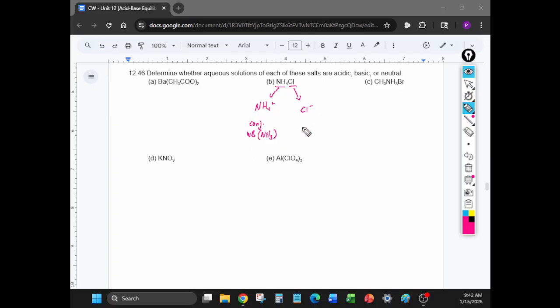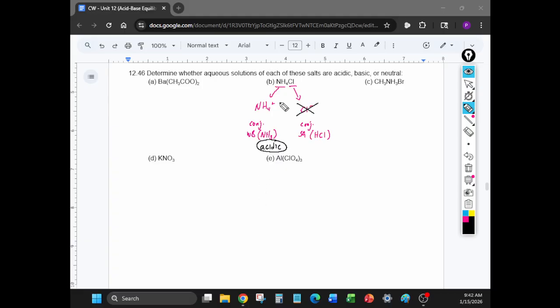If we take a look at Cl minus, though, this is actually the conjugate of a strong acid. We can check that by adding a hydrogen to it. So HCl is going to be its conjugate. And so Cl minus will actually have no effect on the solution. Only NH4 plus will have an effect on the solution, and we know that cations like this are going to make the solution more acidic. So part B is going to make the solution more acidic.